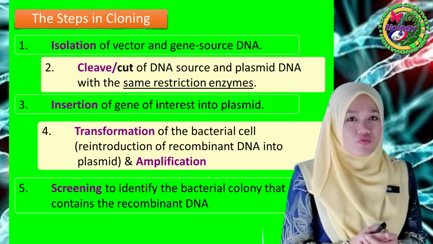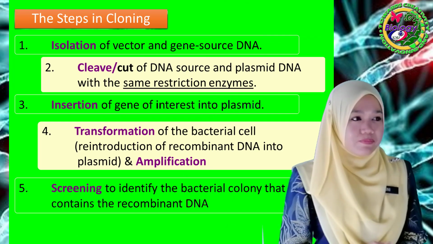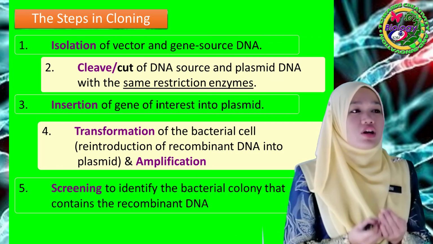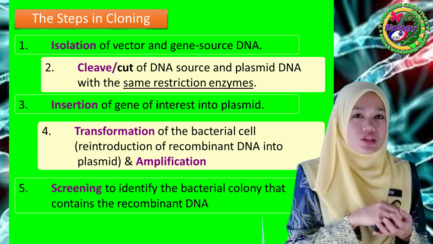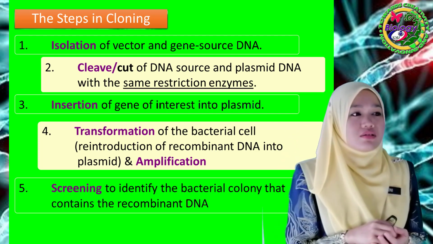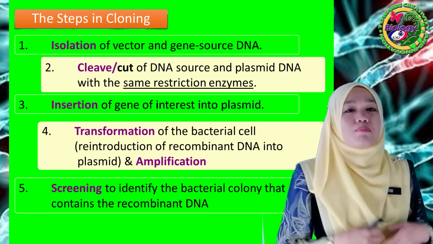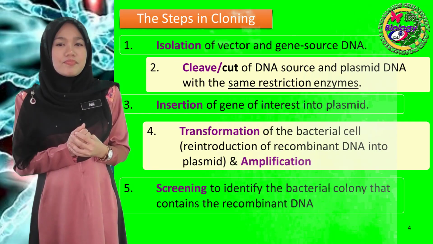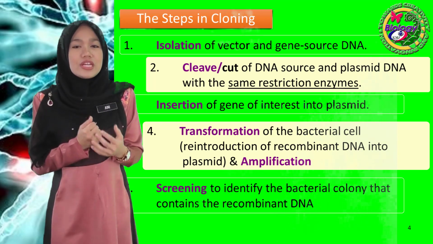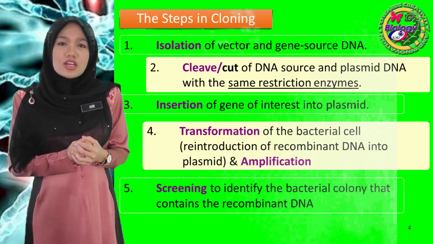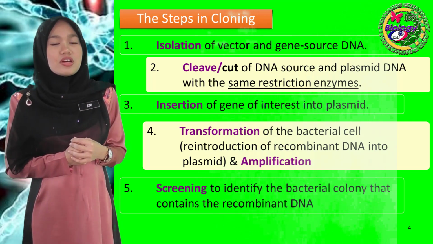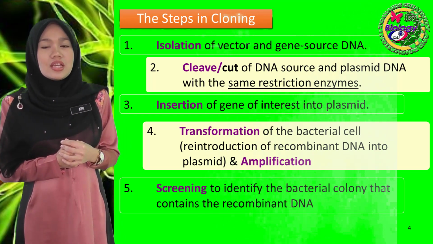Fourth is transformation and amplification. The bacterial cell is transformed when the recombinant plasmid is reintroduced into bacteria, and the transformed bacteria undergo the amplification process. Lastly is screening. The transformed bacteria colony must undergo screening to identify the bacteria colony that contains the recombinant DNA.